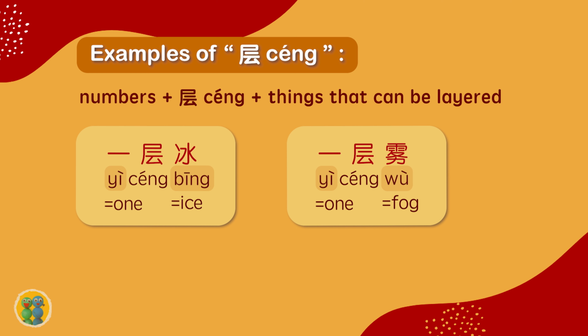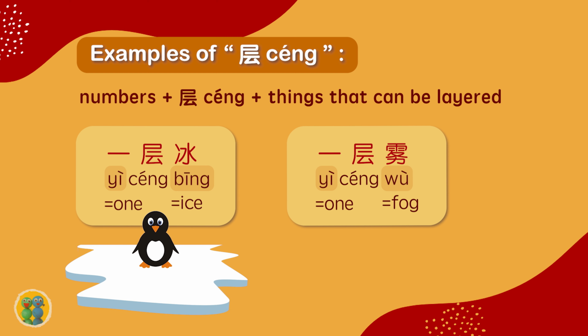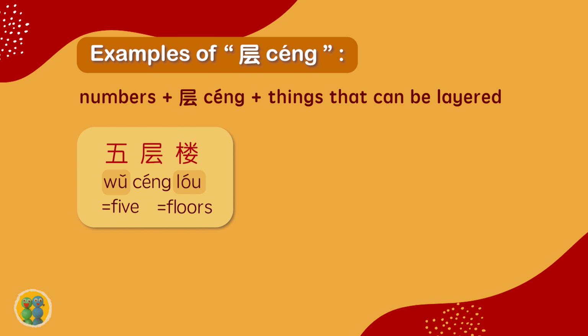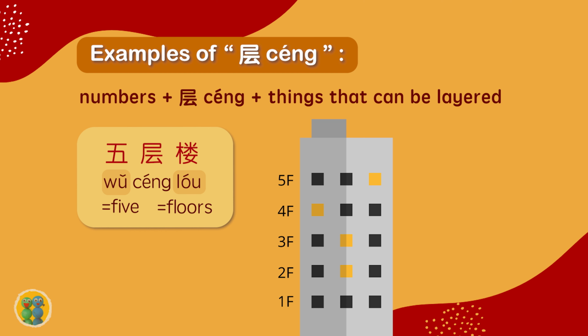Examples of 层. 一层冰. 一 means one. 冰 means ice. 一层雾. It means one. 雾 means fog. 五层楼. 五 means five. 楼 means floors.